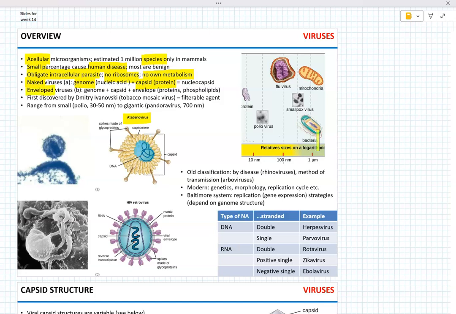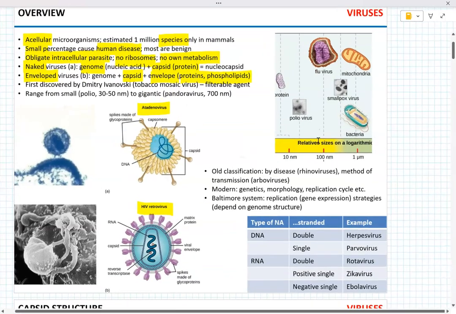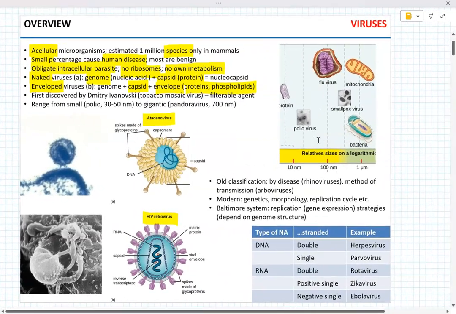There are enveloped viruses. So these guys, like HIV, have the capsid, they have the envelope, and the envelope consists of proteins and phospholipids, and the genome, of course. So please know the composition of the capsid and the envelope. One of my favorite questions, just by looking at this illustration: which of these two types do you think will be more stable, more resilient, naked or enveloped?